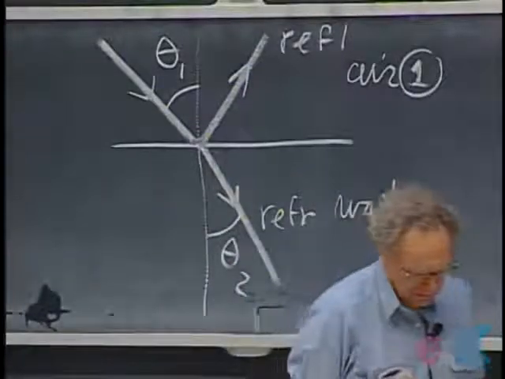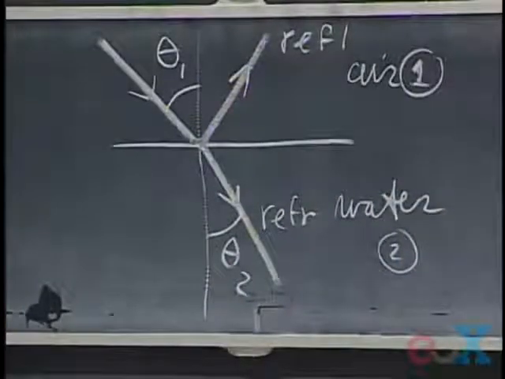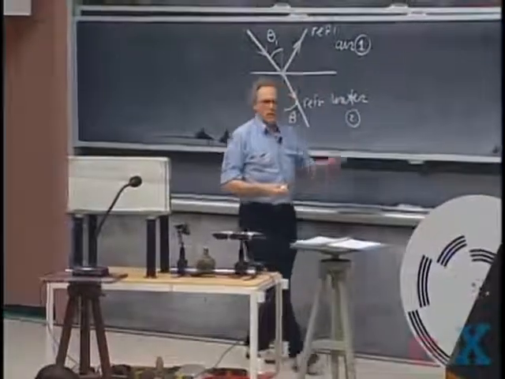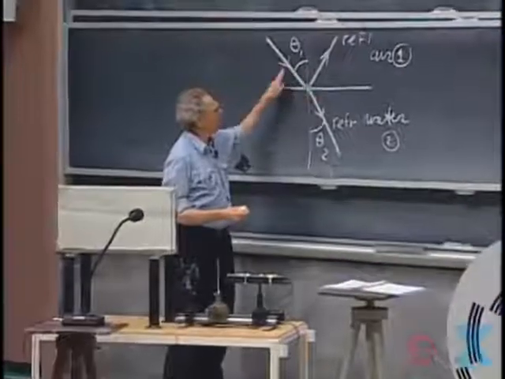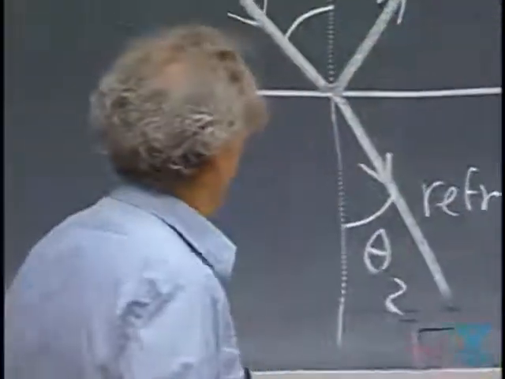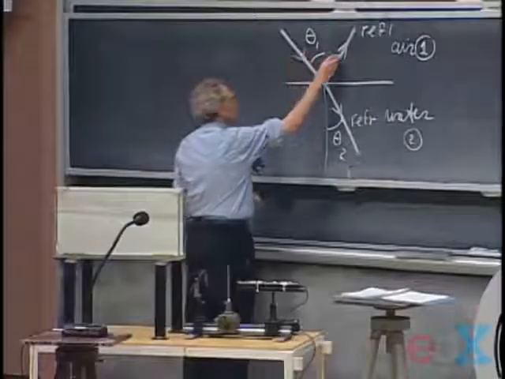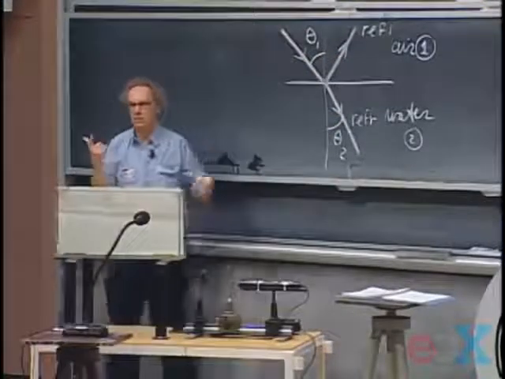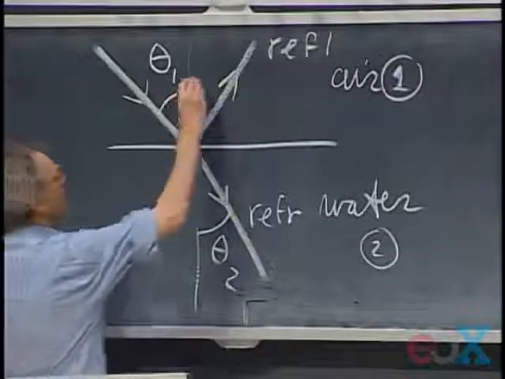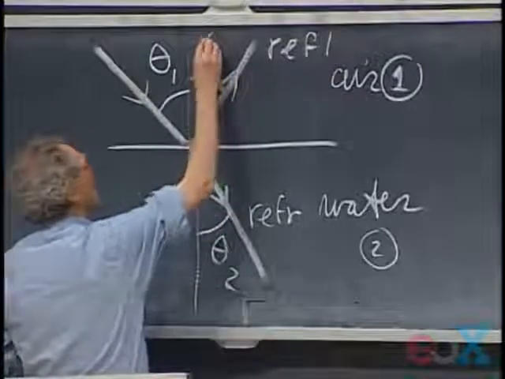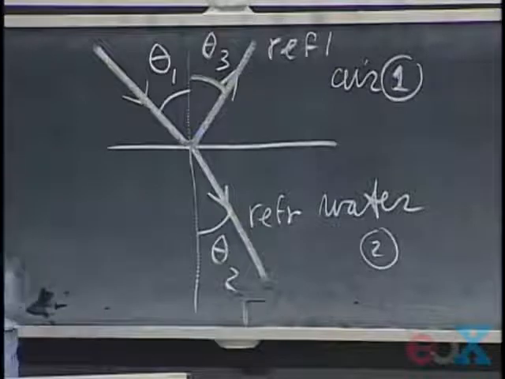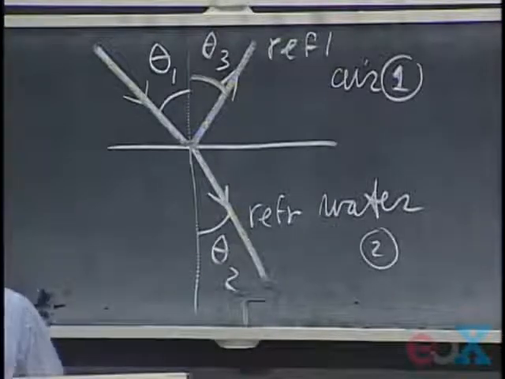And it was a Dutchman, Willebroord Snellius, who in the 17th century found 3 rules that govern the relation between these 3 light beams. The first one is that this beam and this beam are in one plane. As you see, that is the plane of the blackboard. The second thing that he found is that this angle, theta 3, which is called the angle of reflection, is the same as the angle of incidence. That was known before him, of course.